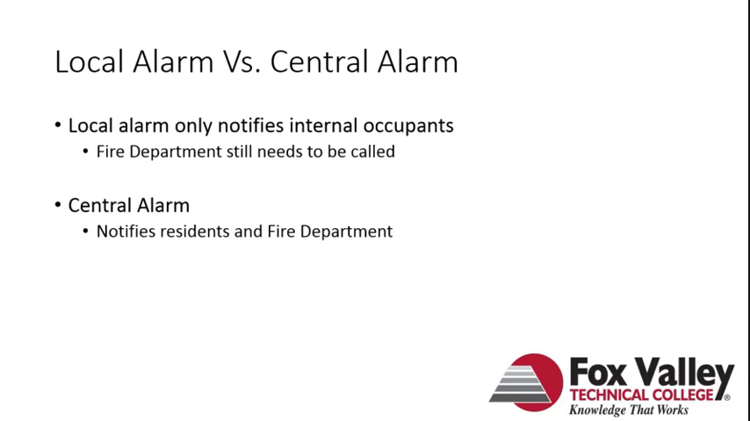And then after we've had that alarm, we have to make sure we know how help is going to arrive. So there's a couple different options. There's local alarms and there's central alarms. And local alarms, they're only going to notify the internal occupants. Think of the smoke detector at your home. That goes off, you know you leave the building. You still have to call 911. Nothing in that system has gone ahead and called them yet.